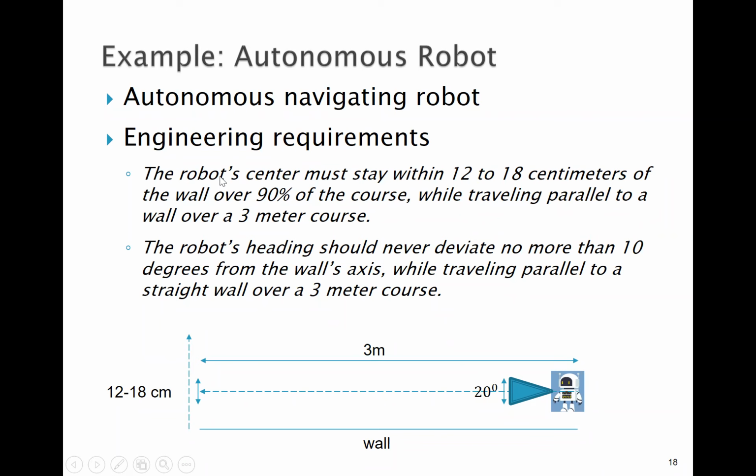So you see, it seems to be quite easy. We measure 12 to 18 centimeters, but when we say 90% of the course, so when we move from here to here, 3 meters, 90% of the course should be within 12 to 18 centimeters. So that's not easy to measure, right? We have to be careful when we are writing these requirements. The robot's heading should never deviate more than 10 degrees from the wall's axis, so 10 degrees to the left, while traveling parallel to a straight wall over a 3-meter course.